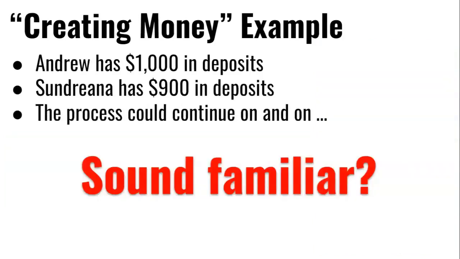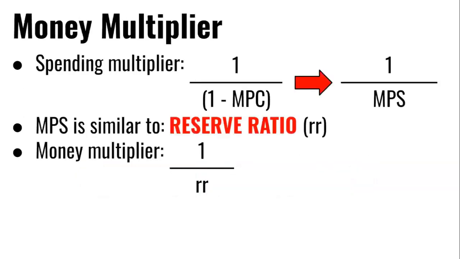Andrew puts $1,000 in his bank account. Sandriana has put $900 into her bank account. So the process is going on, and this may sound familiar to you because that initial $1,000 deposit has led to already $1,900 worth of M1. There's now $1,900 in bank deposits, whereas before there was nothing until Andrew put his $1,000 in the bank. This should sound an awful lot like the multiplier.